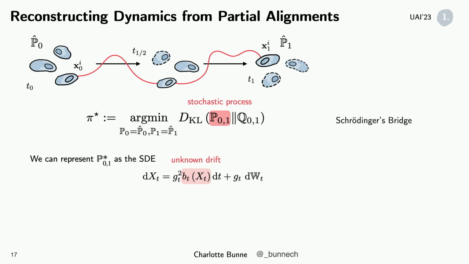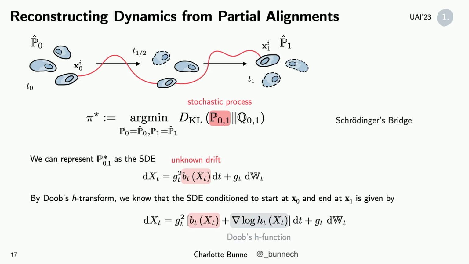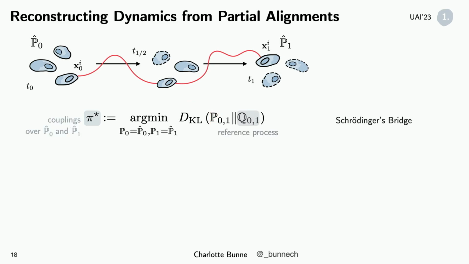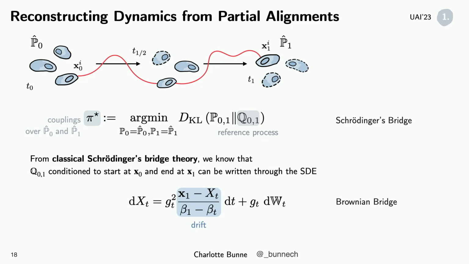So how does it work? We know, from the slide before, we can describe this generative model through an SDE where we have some unknown drift, which we need to learn. And because we now have some partial alignments, we know that these cells are conditioned to start at x0 and end at x1. So I can replace my drift term with this Doob's h-transform that describes this coupling. And similarly, for the reference process, the underlying base assumption of how this process could look, if I have paired data, I can actually describe the drift of this underlying reference SDE in closed form.